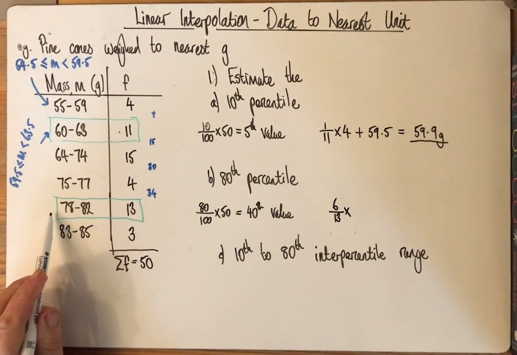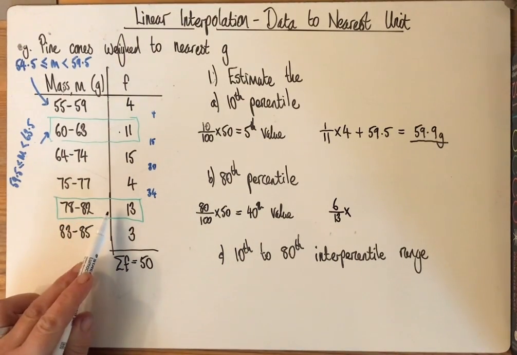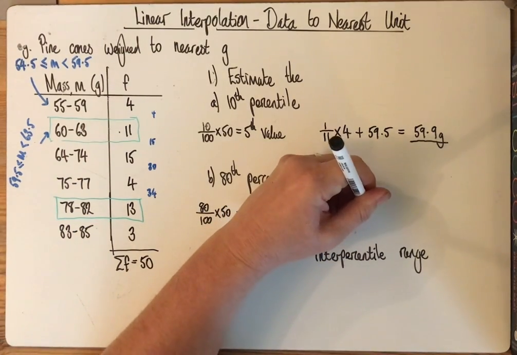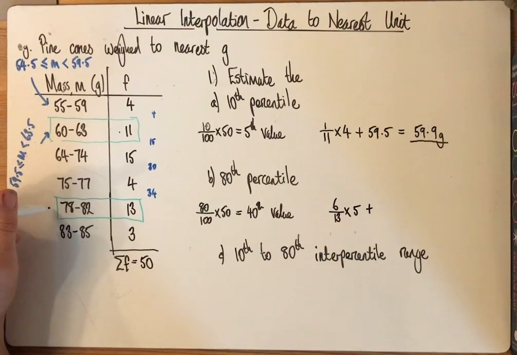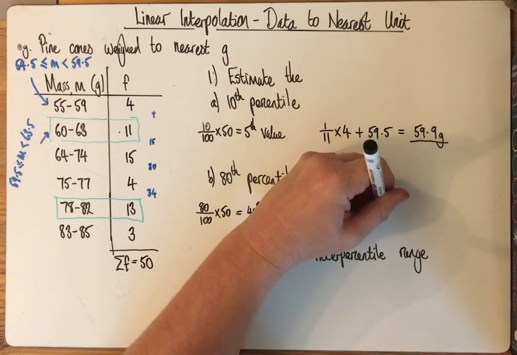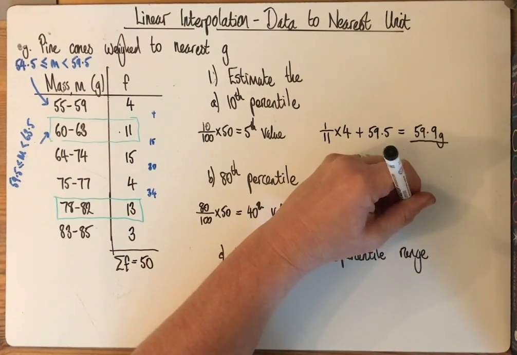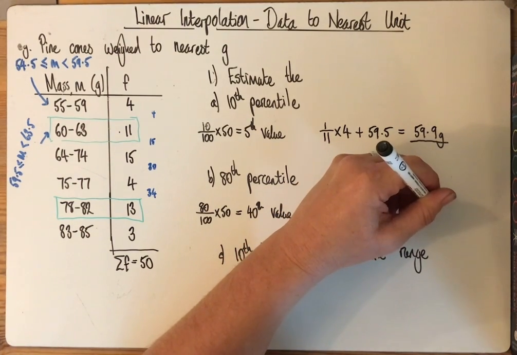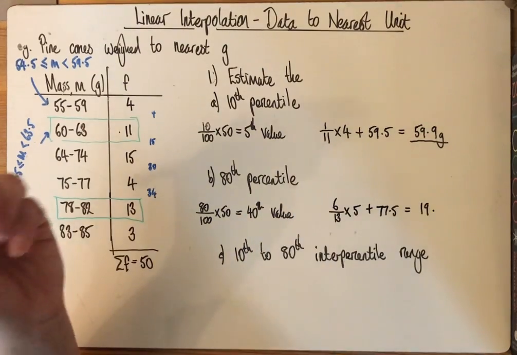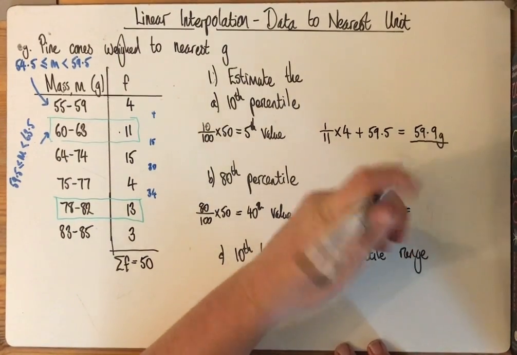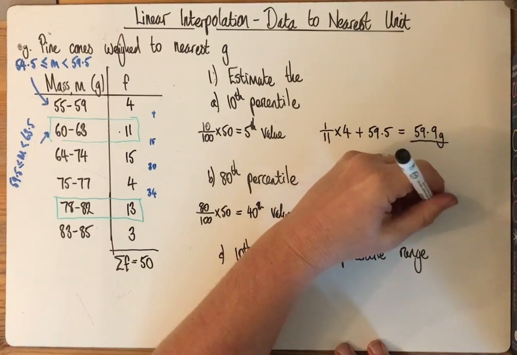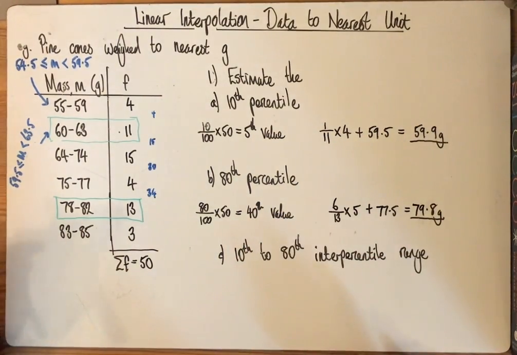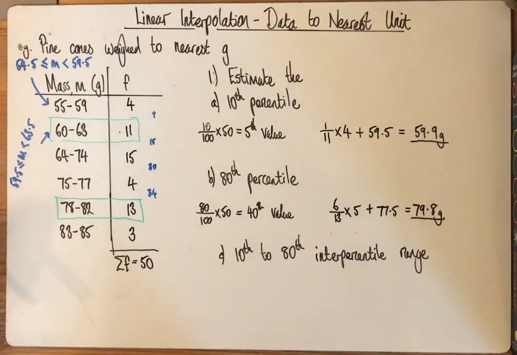So that's 77.5 up to 82.5, which is 5. And then you add that onto the lower class boundary, which is 77.5. And that gives you 19.8. No, sorry, we're doing the wrong thing. 79.8 grams. So hopefully that makes sense. It's kind of common sense really, just using proportions.